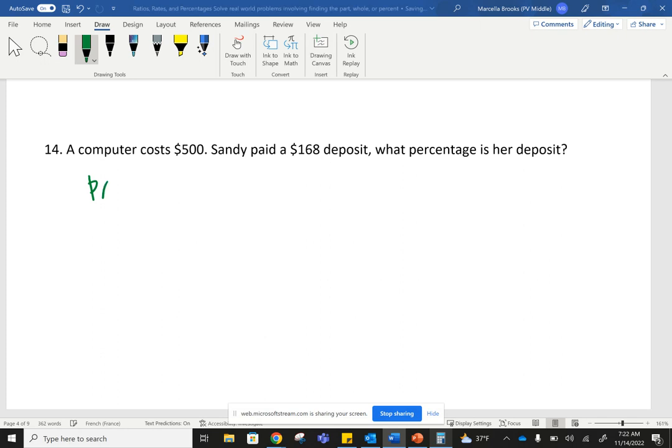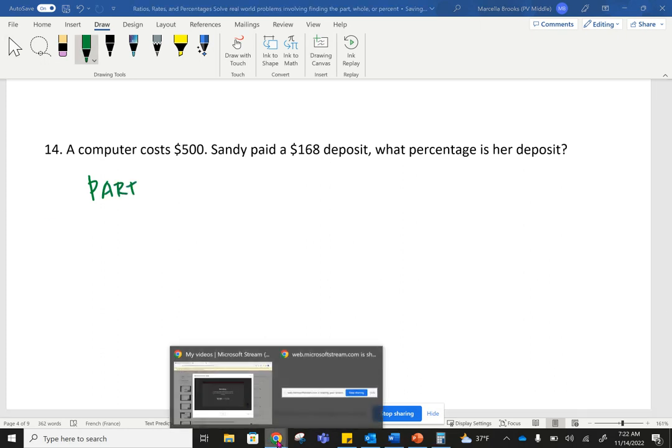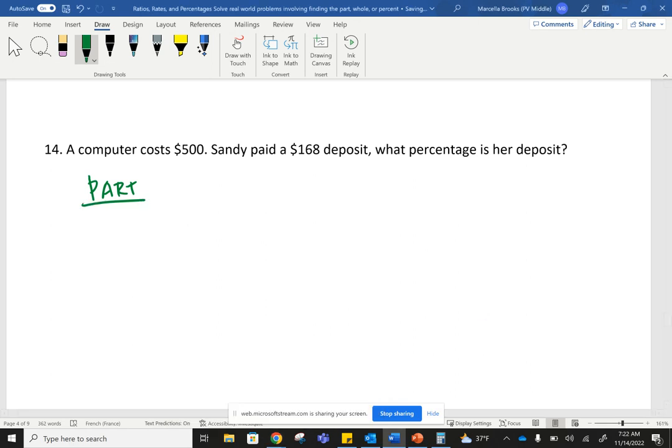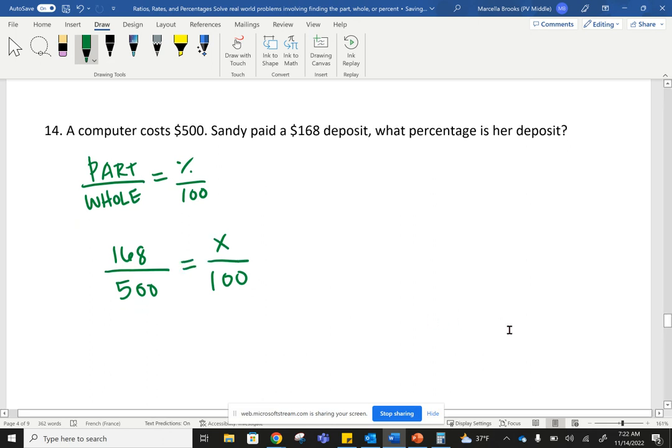So part over whole equals percent over 100. So a computer costs $500. So that's our total, our whole. Sandy paid 168 of it. So she paid part of it. That's our part. What percentage is her deposit? So we don't know what our percent is. And then it's over 100 because that's our percent proportion. So see if you guys can find out what her percentage is.